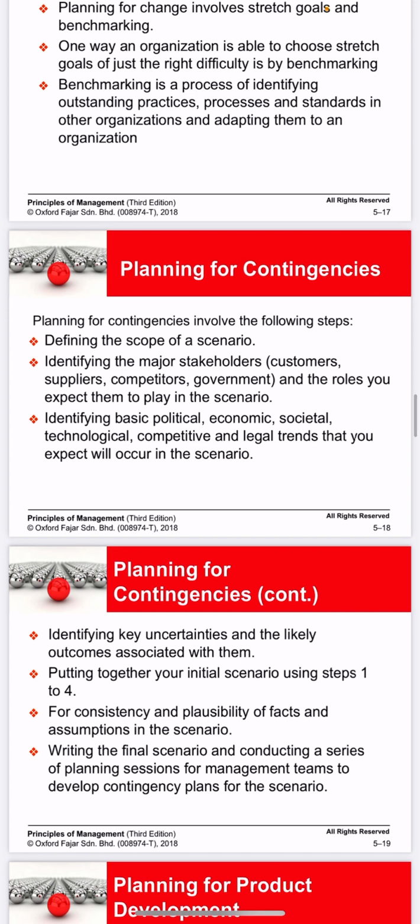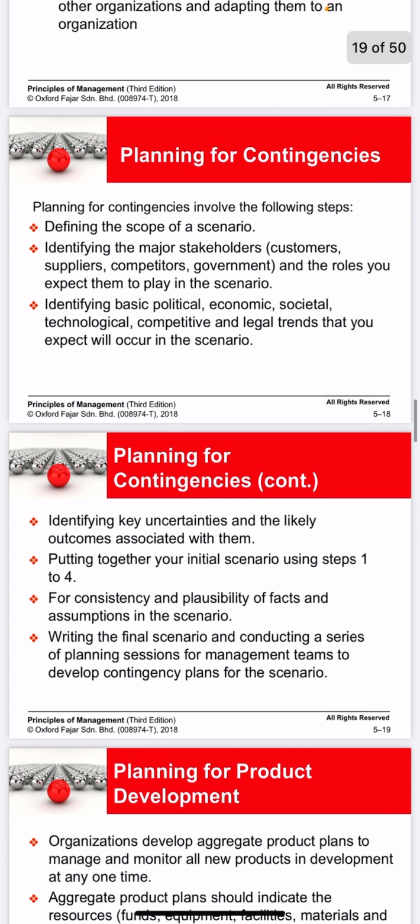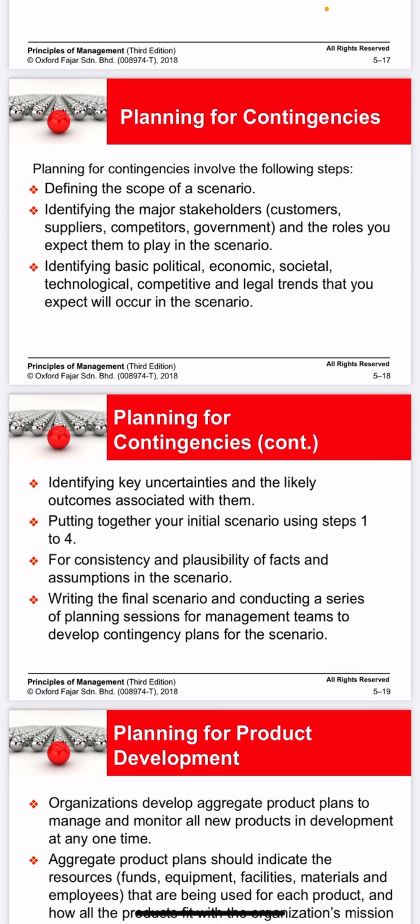Planning for contingencies involves the following steps: defining the scope of the scenario, identifying the major stakeholders, customers, suppliers, competitors, government, and the roles you expect them to play in the scenario. Identifying basic political, economic, societal, technological, competitive, and legal trends that you expect will occur in the scenario. Identifying key uncertainties and the likely outcomes associated with them. Putting together your initial scenario using steps 1 to 4 for consistency and plausibility of facts and assumptions in the scenario. Writing the final scenario and conducting a series of planning sessions for management teams to develop a contingency plan for the scenario. So this is the planning for contingency process, steps from step 1 until step 7, sorry.